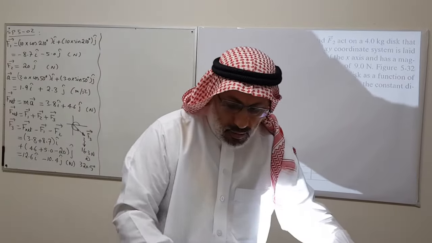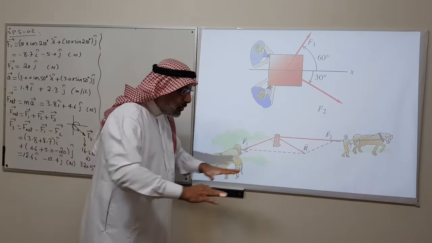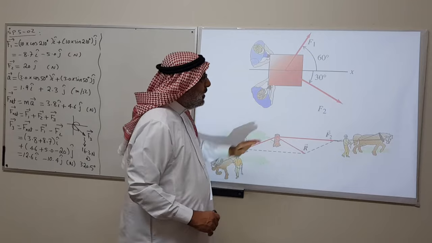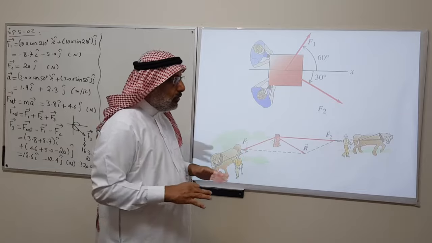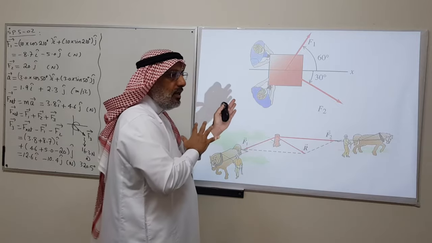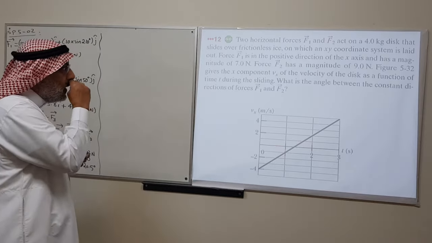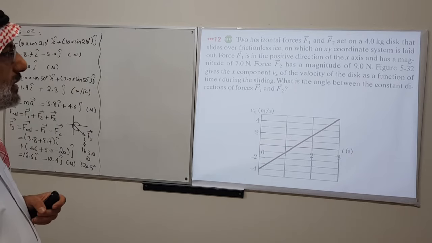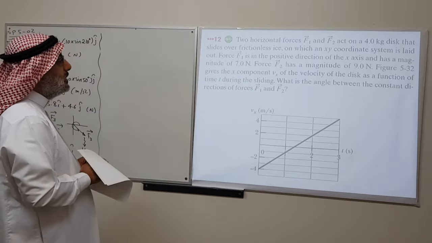So, to illustrate it, it is something like this. Okay? We have a box that is being pushed on a surface by two persons, and here are the forces exerted by them. We say that these two forces are horizontal because they are in a plane parallel to the ground, although they have both X and Y components. So please distinguish horizontal in physics from the mathematical meaning of horizontal. Let's get back here. Two horizontal forces, F1 and F2, act on a 4 kilogram disc that slides over frictionless ice on which an XY coordinate system is laid out.